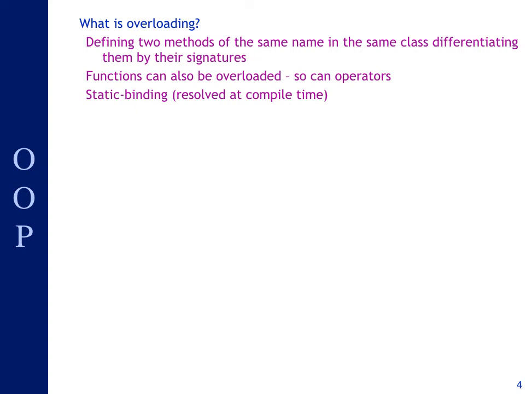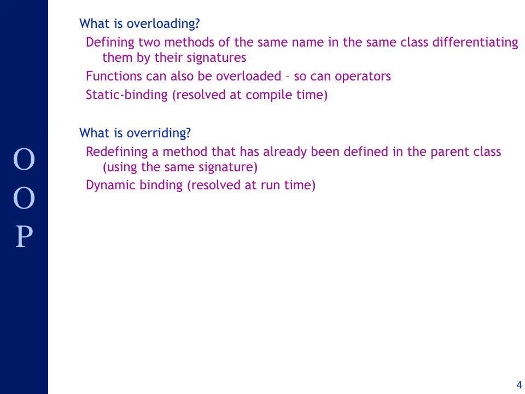So let's review those two. How do we define overloading? Define two methods with the same name, in the same class, but with different signatures. So they have different sets of parameters, but the same name and same class. Functions can also be overloaded. Operators like the plus sign, for example, you can use for multiple applications. And this is a form of static binding that is resolved at compile time. We also talk about overriding.